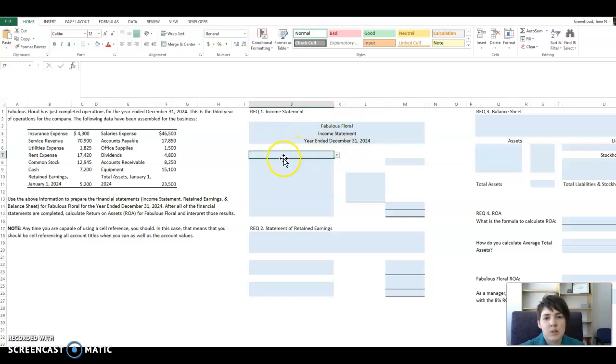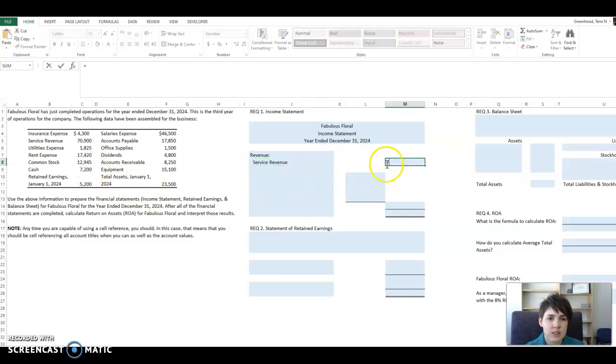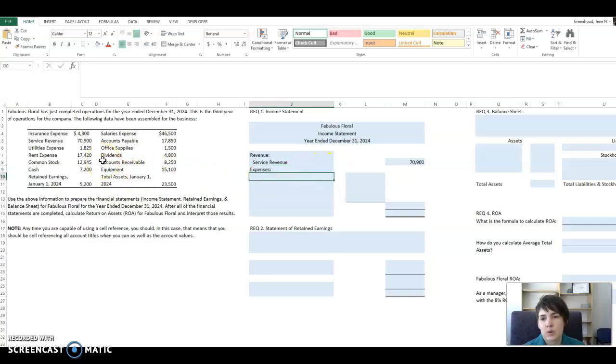The income statement is comprised of revenues and expenses, and revenues minus expenses give us net income or loss. So we'll start with listing revenues, and in this case we only have the one service revenue. And then we will say equals and come click on the 70,900 and press enter to pull that over. So after our revenues, we then list expenses, and we want to list those in order of the highest amount to the lowest amount. So the salaries expense is the greatest, so we'll list that first.